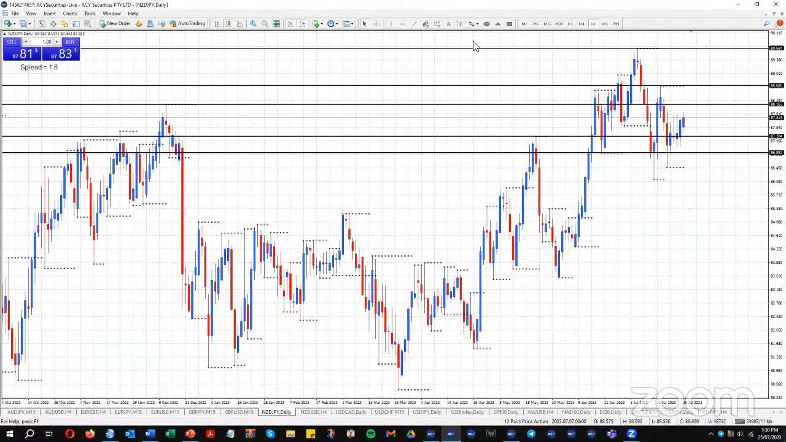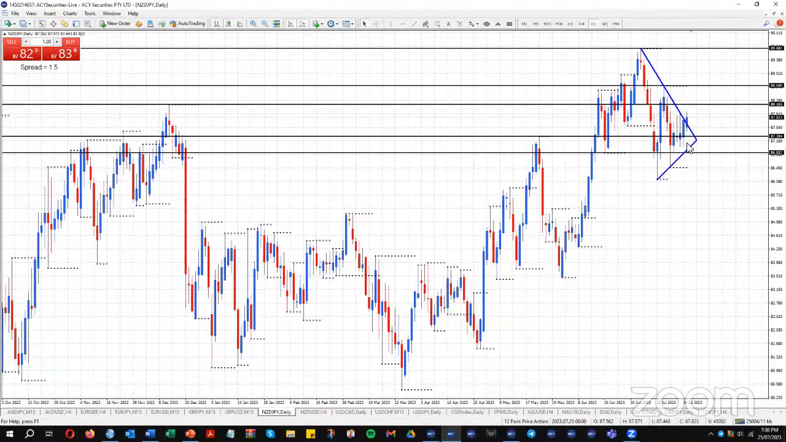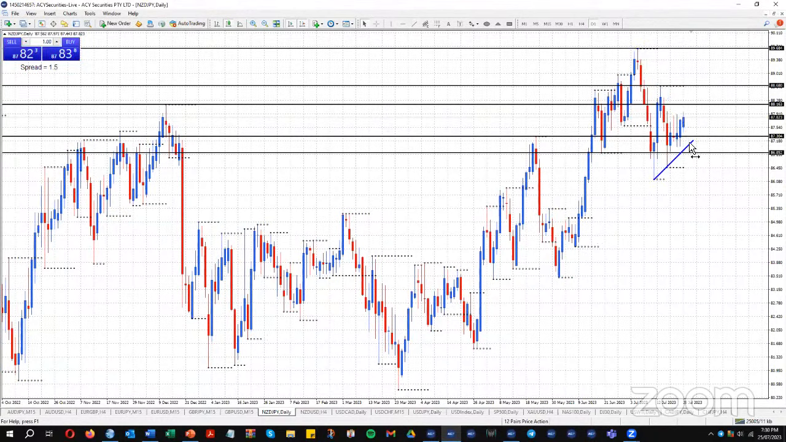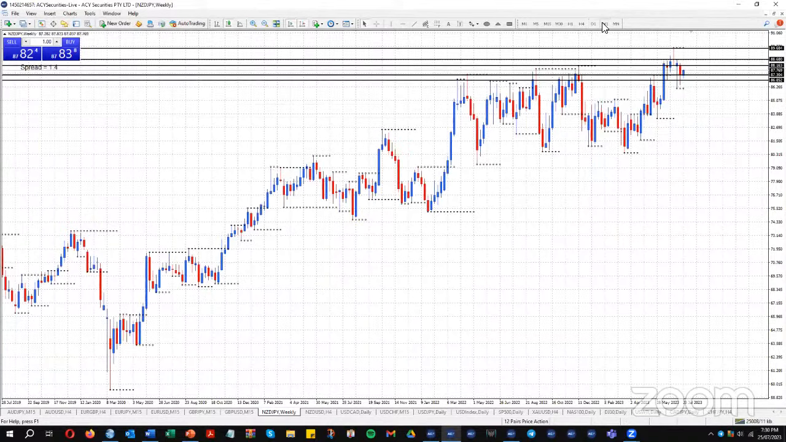It's in some form of triangular pattern on the daily here, although we may be just breaking north out of it. See the kind of triangular formation here. Over the last few days, it has been getting support on this weekly high here. Let's go to the weekly chart.